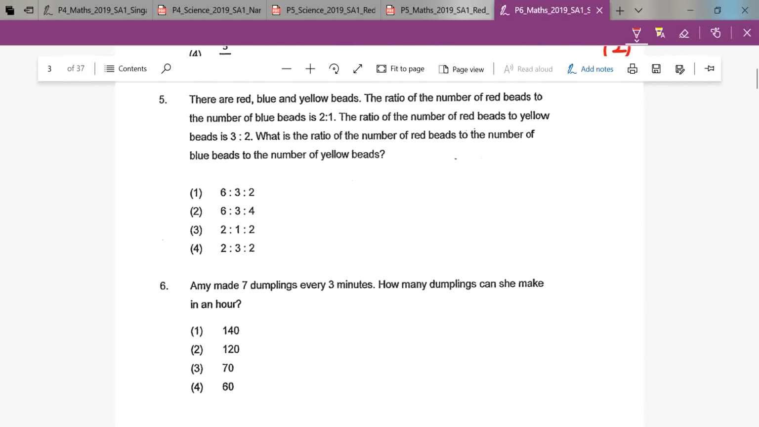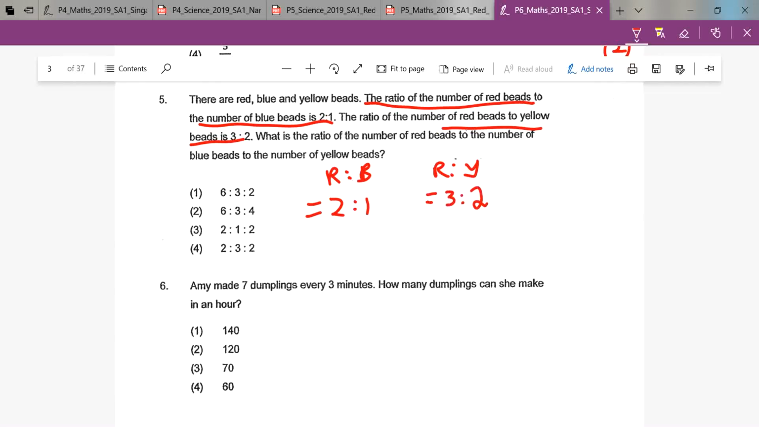There are red, blue, and yellow beads. The ratio of the number of red beads to the number of blue beads is 2:1. The ratio of the number of red beads to yellow beads is 3:2. What is the ratio of the number of red beads to the number of blue beads to the number of yellow beads? So you can see this sentence here: red is to blue is 2:1. And then this one, red beads to yellow beads is 3:2.